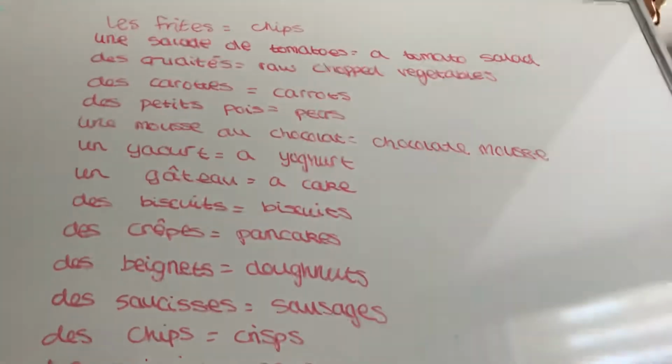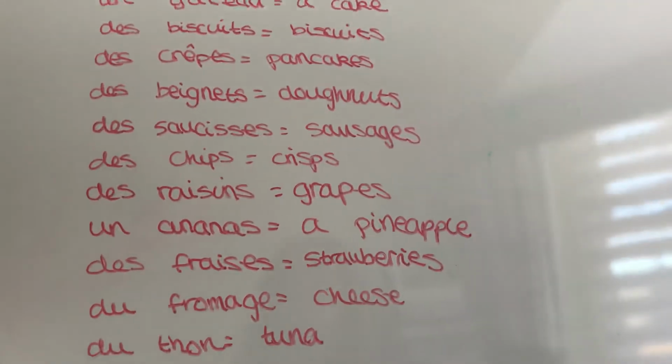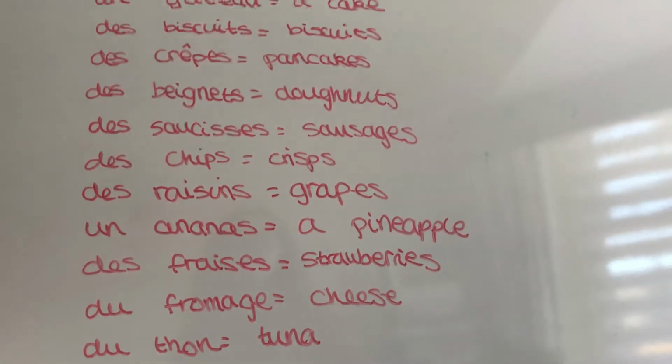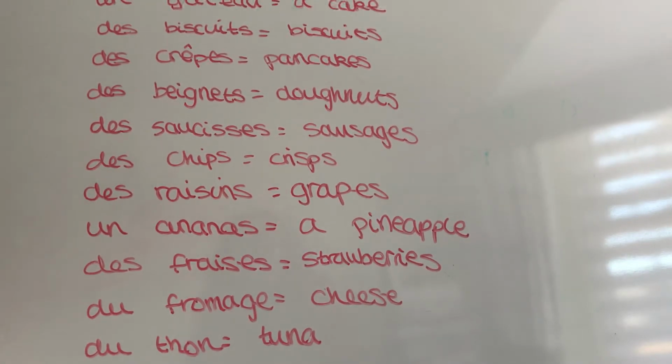Les beignets is donuts. Les saucisses, the sausages. Des chips is crisps. So there's no fries here. So les frites is chips and des chips is crisps. The way to remember that is des chips isn't chips. So chips and chips, no, they don't go together. Les frites is chips and des chips is crisps.